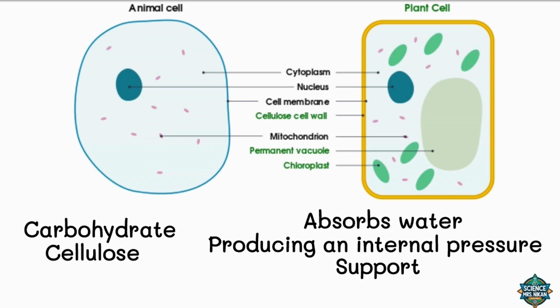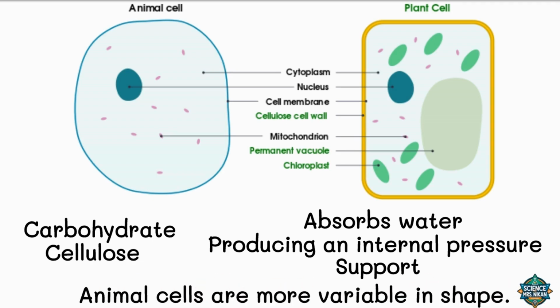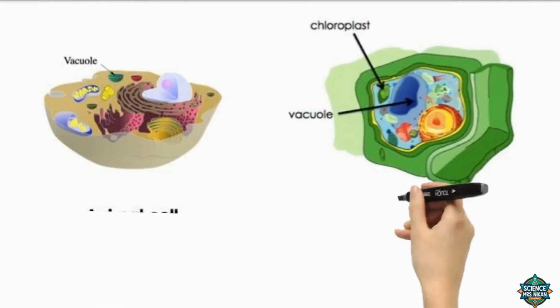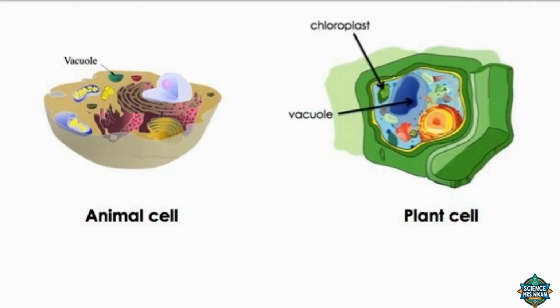Animal cells don't have a cell wall and tend to be more variable in shape. Mature plant cells often have a large central space surrounded by a membrane called a vacuole. Animal cells do contain vacuoles, but they are only small temporary structures.